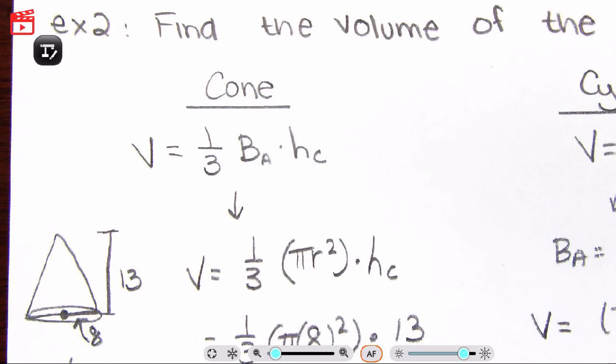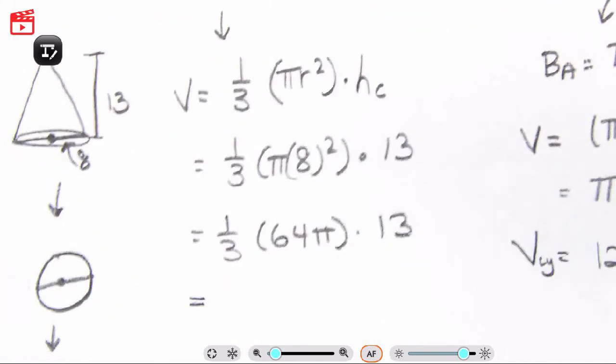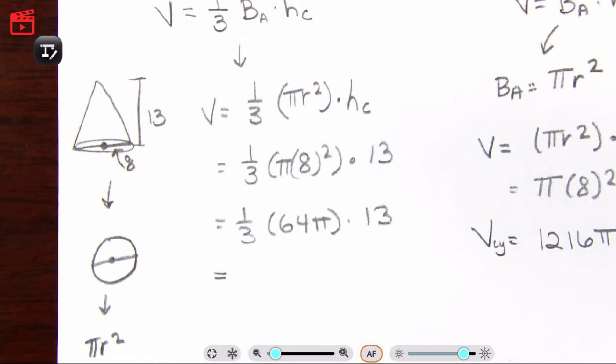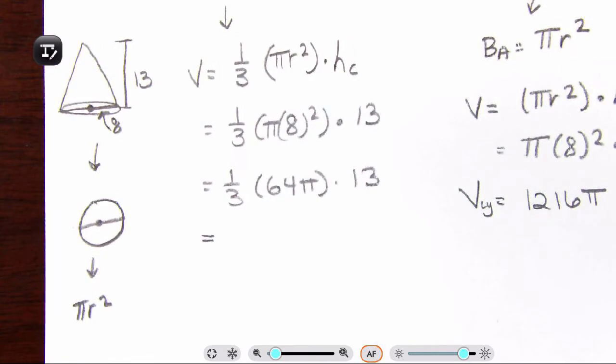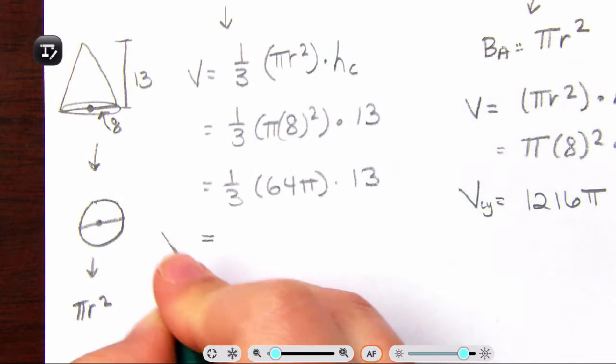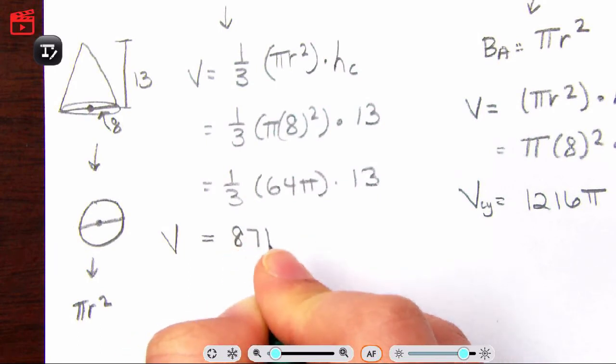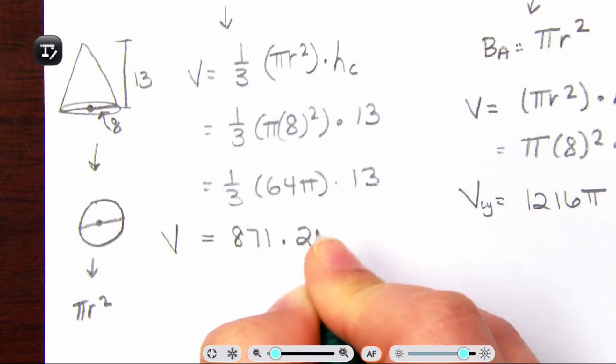Let's see here. It's going to give me a decimal. Let's do decimals. I was trying to get an exact answer, and it's giving me a really large fraction, and I don't like really large fractions, so it's a personal choice of mine right now. So 64 pi times 13 times 1/3, and that gives me 871.268.